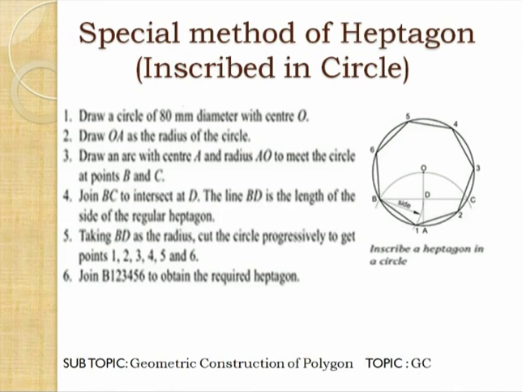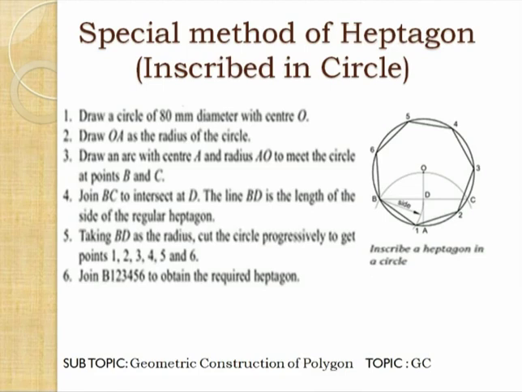Now again, this is the special method of heptagon. We are knowing the size of the circle. We want to draw the heptagon inscribed in the circle. So with the help of geometric construction, we will find out the length of the side. We are knowing the size of the circle. By the geometrical construction, we will find out the length of the heptagon, and then we can draw the heptagon inscribed in the circle. So we will do the geometric construction.